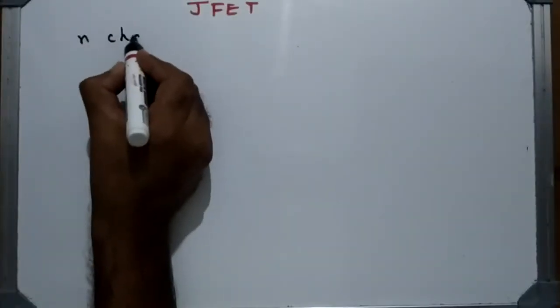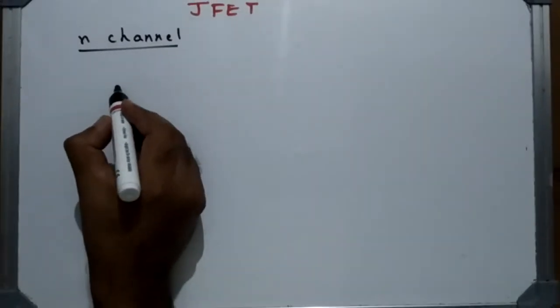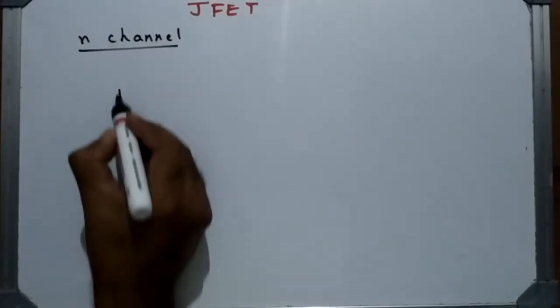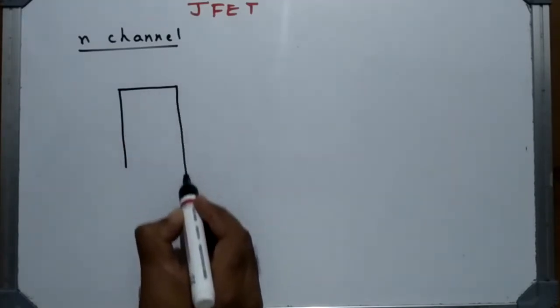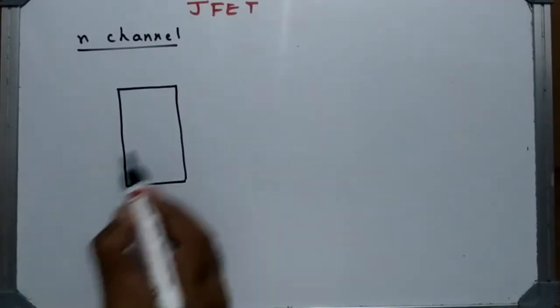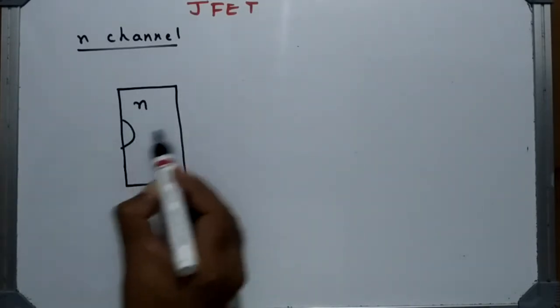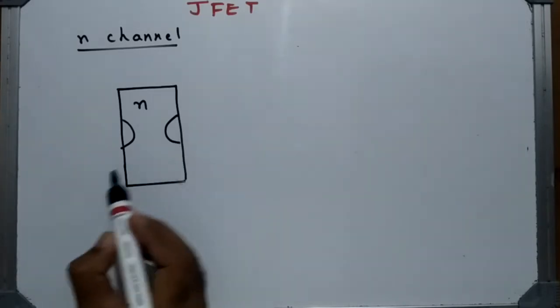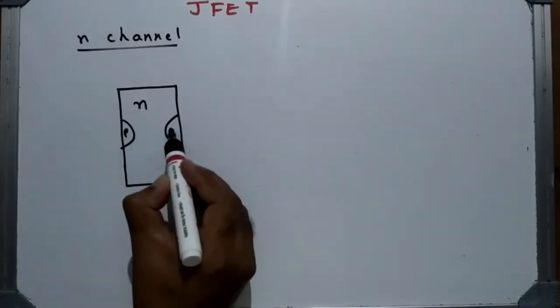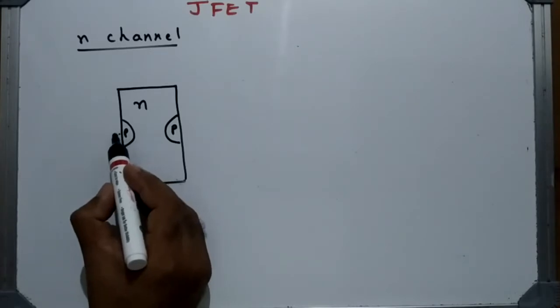As you know, there are two types of JFETs: N channel and P channel. I will take an N channel JFET and explain the construction. An N channel JFET consists of an N type silicon bar. On either side of the bar, two heavily doped P regions are diffused. So this is P, this is also P, which are internally connected.